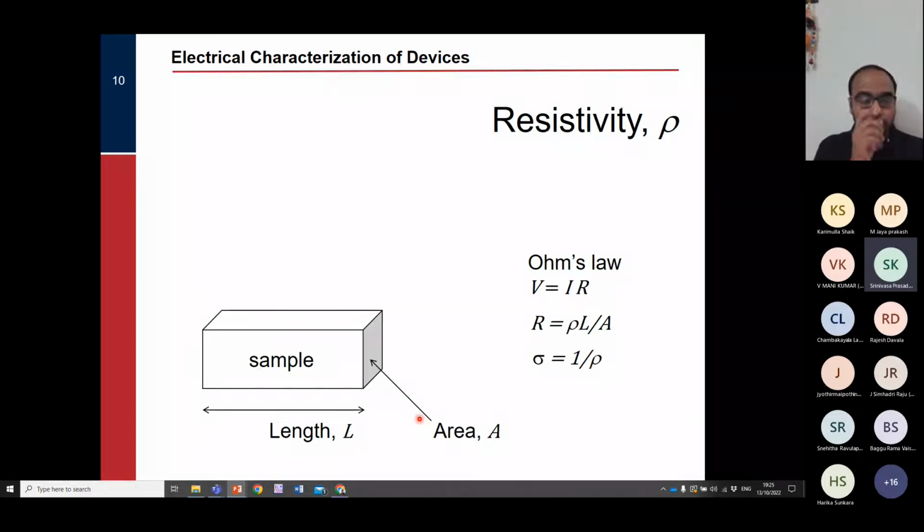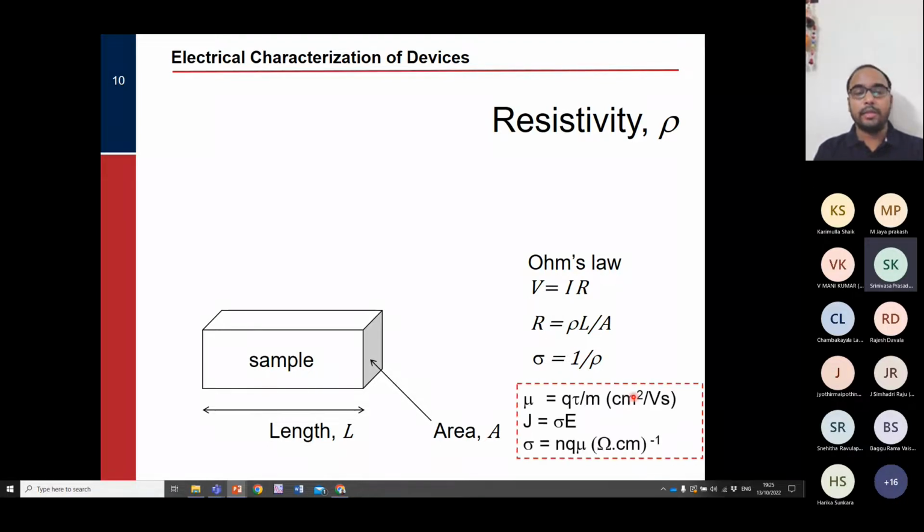So I need to have different measurement methods or protocols to measure these different materials. So let us now look at how we can do these things. The most common way of measuring is that suppose I have a sample, and if I know the length and the cross-sectional area, then I can use Ohm's law to find the resistance of that particular sample. If I know the value of resistance, then I can calculate the resistivity, and from the resistivity I can get the conductivity. Subsequently I can calculate other quantities like mobility and current density, etc.